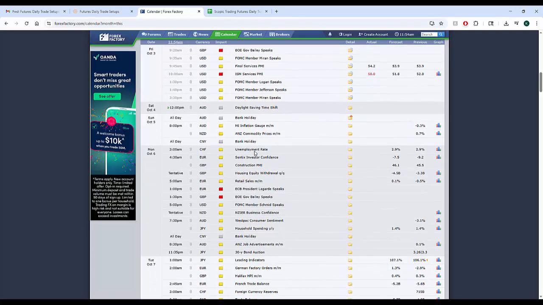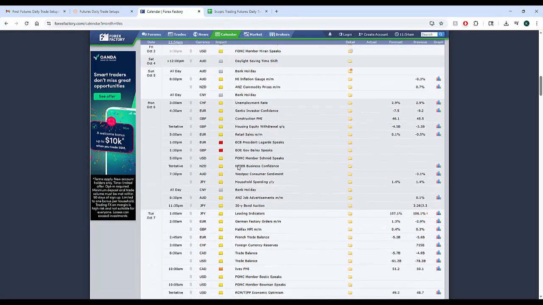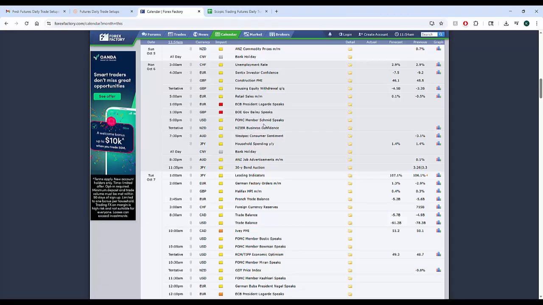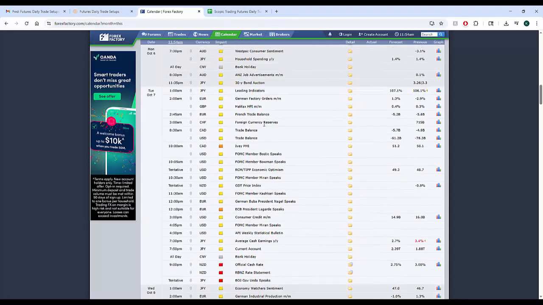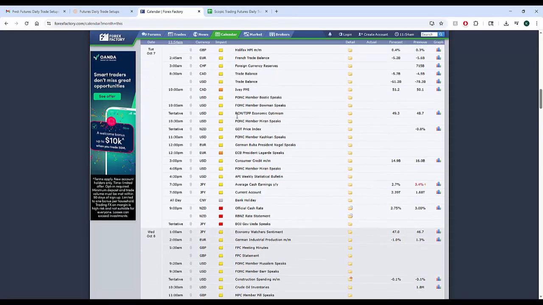And moving into Monday, we have nothing much there. We have an FOMC member speaking. Tuesday, some more FOMC members speaking. No major red flag events. Right here, you see yellow, orange, red, and gray. Gray is a bank holiday. It means nothing's going on.